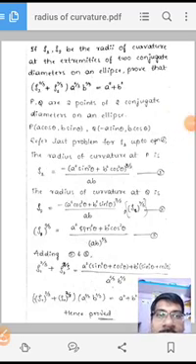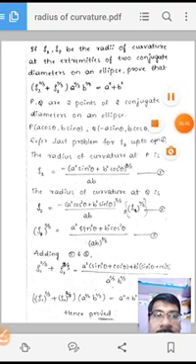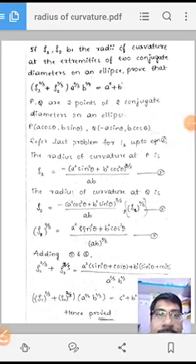If ρ1 and ρ2 be the radii of curvature at the extremes of the conjugate diameters on the ellipse, prove that ρ1^(2/3) + ρ2^(2/3) into a^(2/3) into b^(2/3) is equal to a² + b². Here P and Q are the two points on the two conjugate diameters on the ellipse, that are P(a cos θ, b sin θ) and Q(−a sin θ, b cos θ).